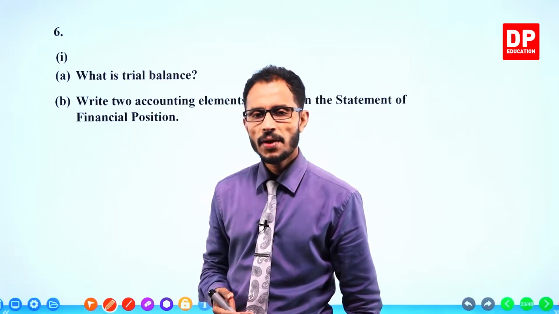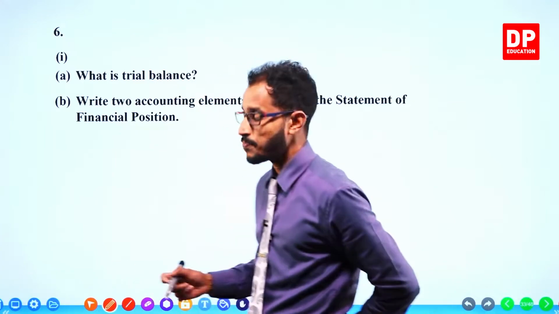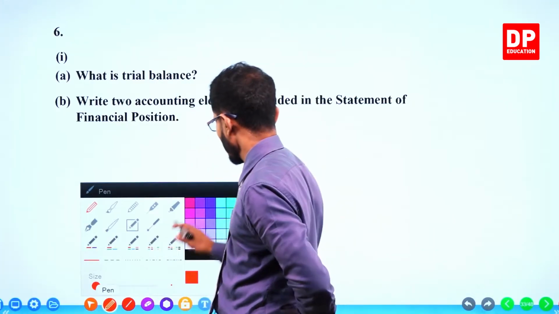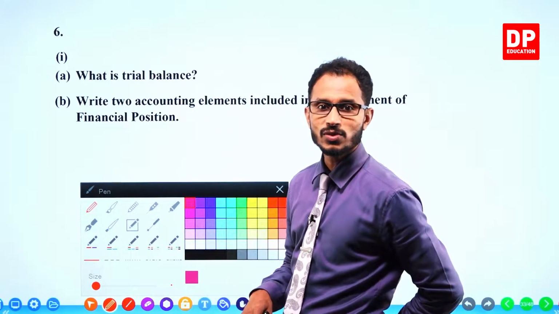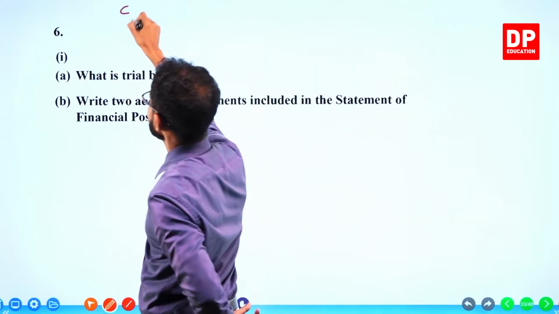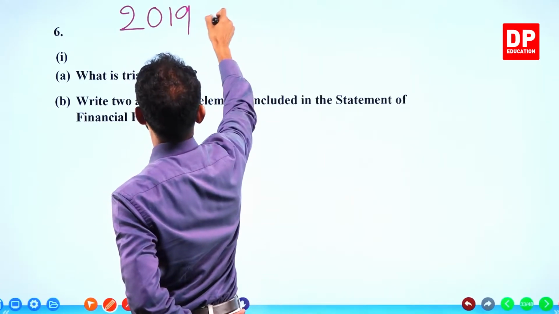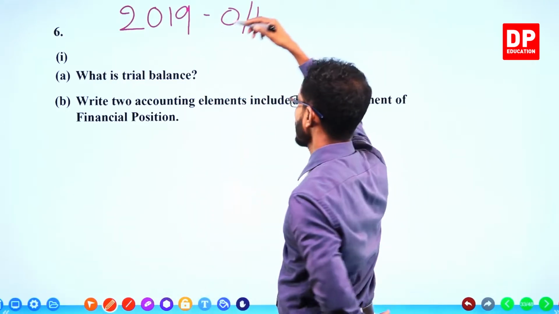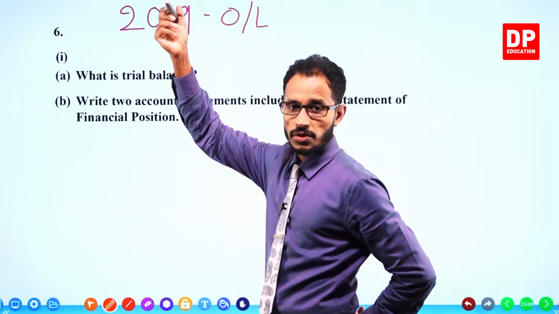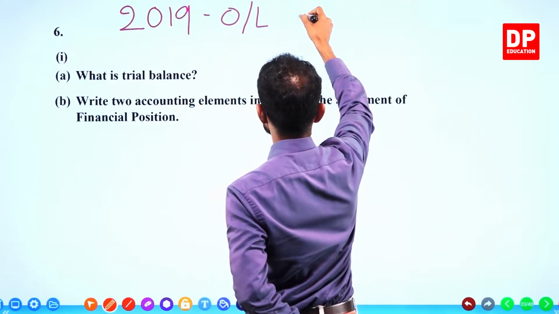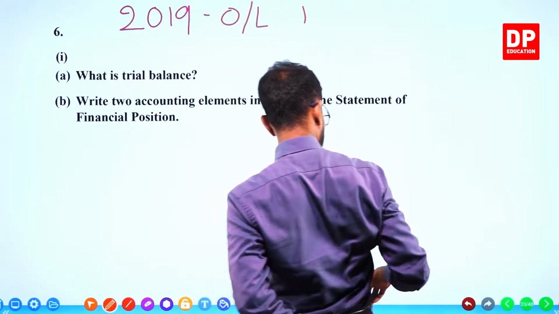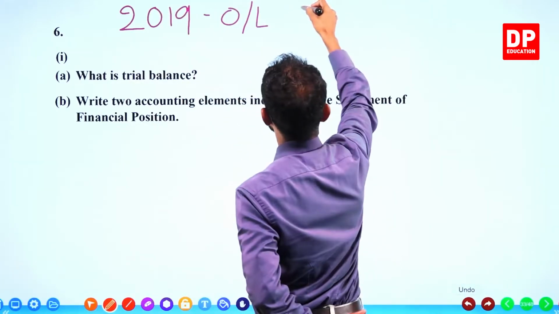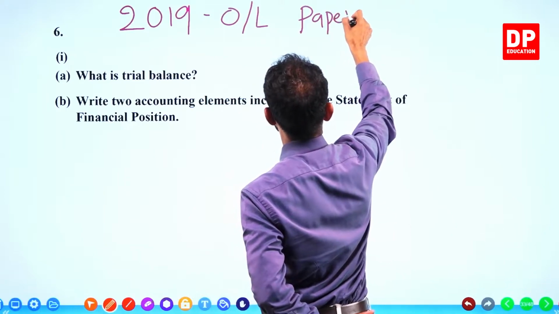2019 O-level paper, 2019 Business and Accounting, second paper, sixth question. This is the accounting part, children. You know, the accounting part has 3 questions: fifth, sixth, and seventh, in Paper 2.